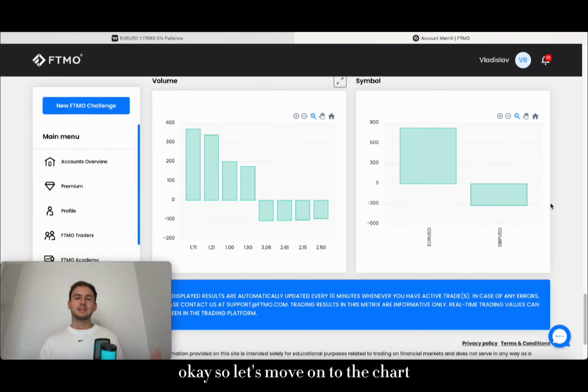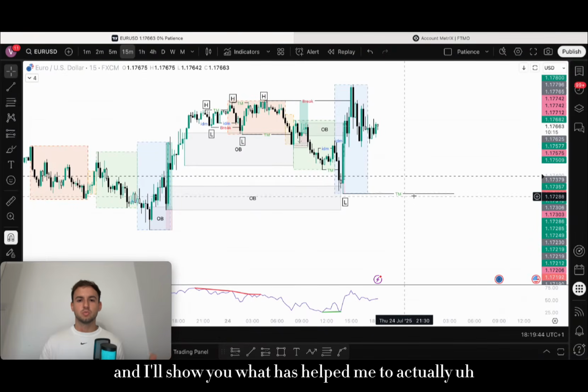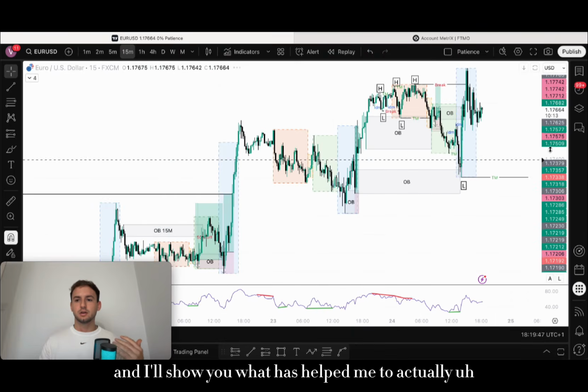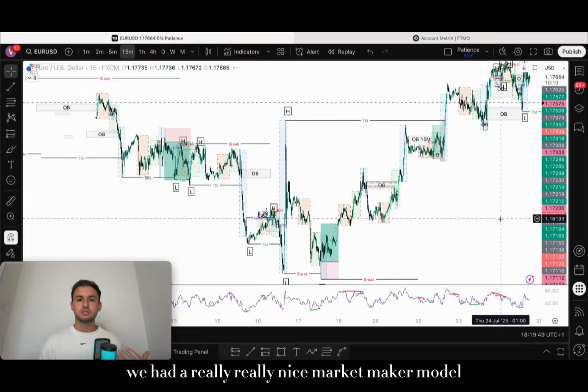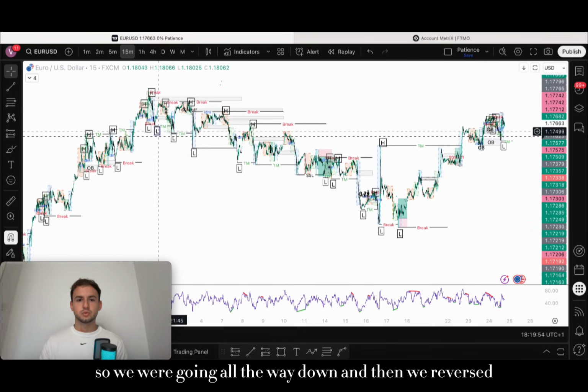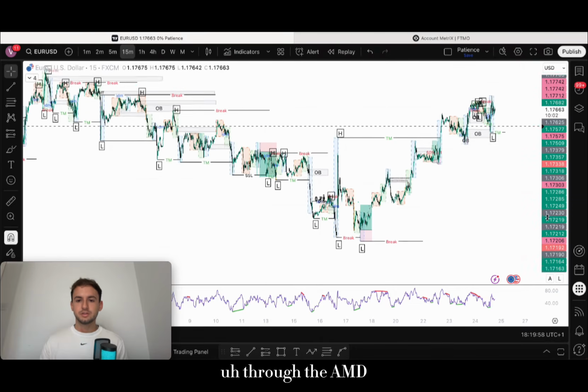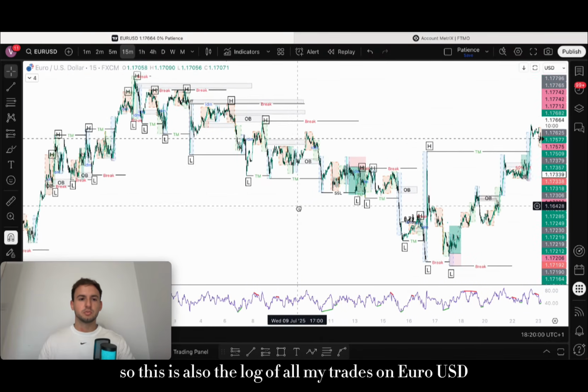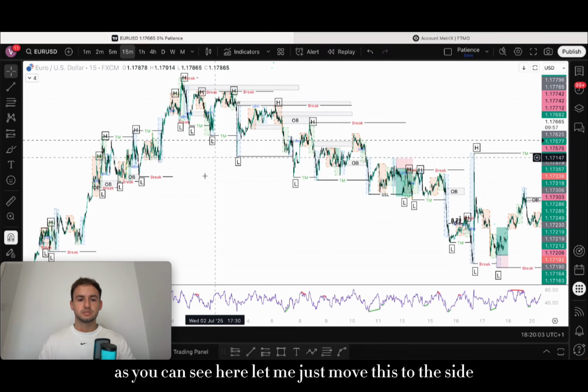Okay, so let's move on to the chart and I'll show you what has helped me to actually pass this challenge. So first of all, we had a really nice market maker model. So this is a market maker buy model. So we were going all the way down, and then we reversed through the AMD. So this is also the log of all my trades on EURUSD since the start of July, as you can see here.